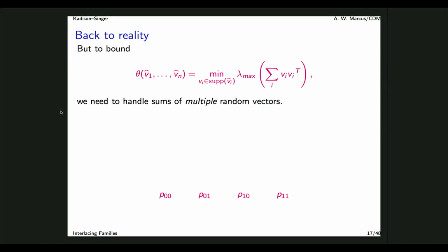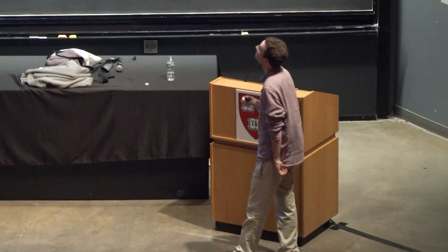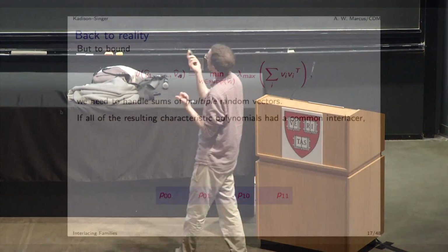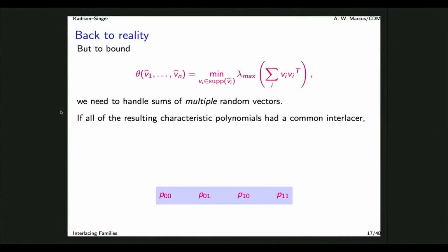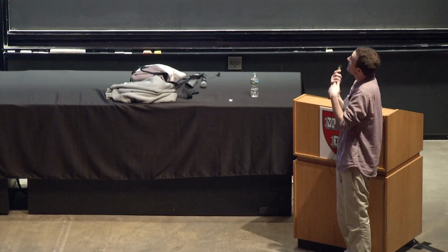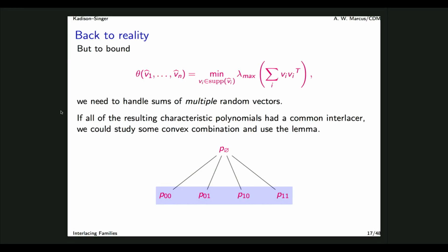But now, getting back to what our original problem was, remember we wanted to bound this theta function, which is actually a sum, which requires us to understand a sum of random vectors. So if it just so happens that the resulting characteristic polynomials, these 4 of them, all had a common interlacer, we'd be in good shape. Because then we could study this convex combination and then use our lemma to find one of these guys, which has a better root than the convex combination does. The problem is that this ends up being too much to hope for.